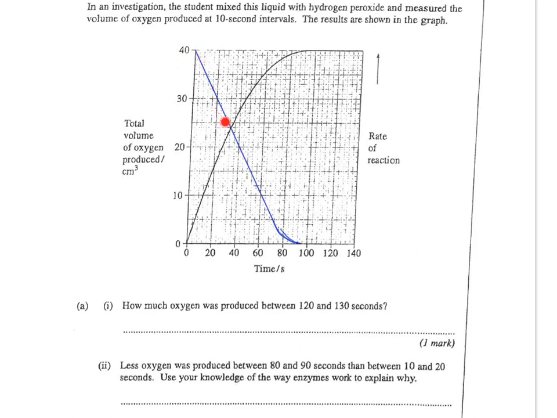As time proceeds, the rate of reaction gets less and less and less, and kind of mirrors this curve as the substrate concentration decreases over time. Fewer collisions, so the rate will decrease as time increases. Eventually you have a rate of 0 as there is no more volume of oxygen being produced, no more product being produced.